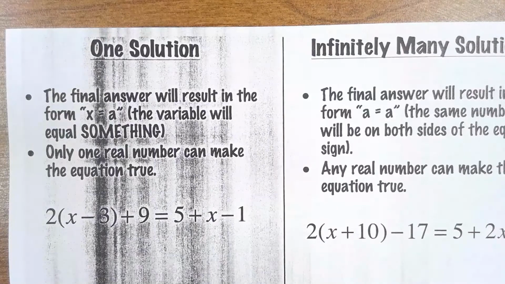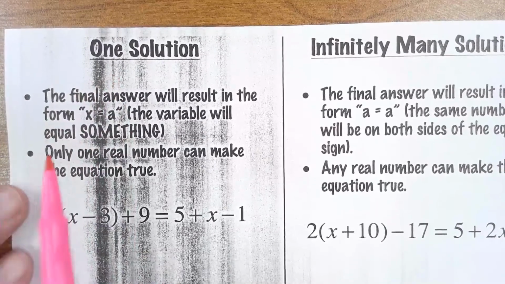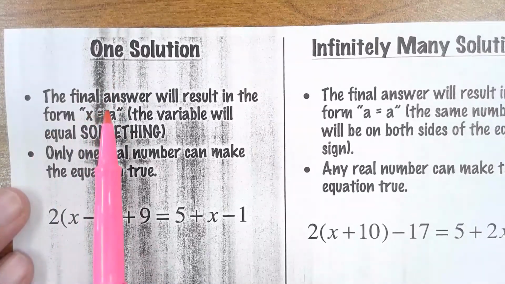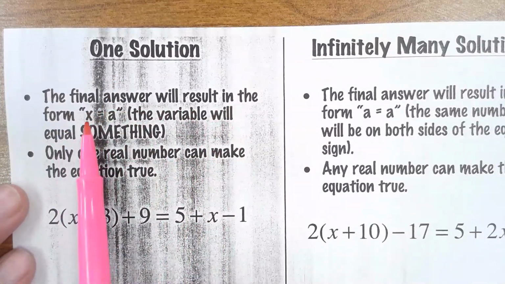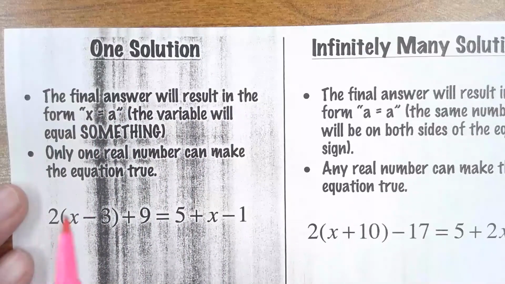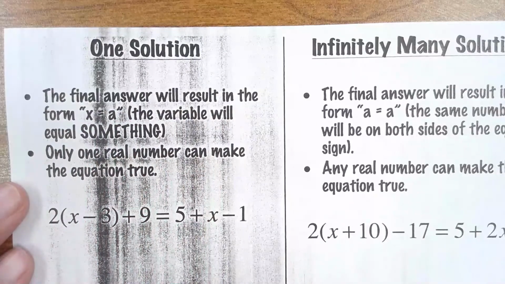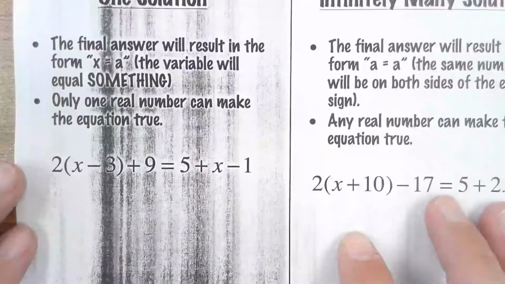Hello. Today we are going to be reviewing solving equations with variables on both sides for one solution, infinitely many solutions, and no solution. So when you get an answer that only has one solution, that means that your final answer will result in the form of x equals some number. And there's only one real number that can make this equation true.